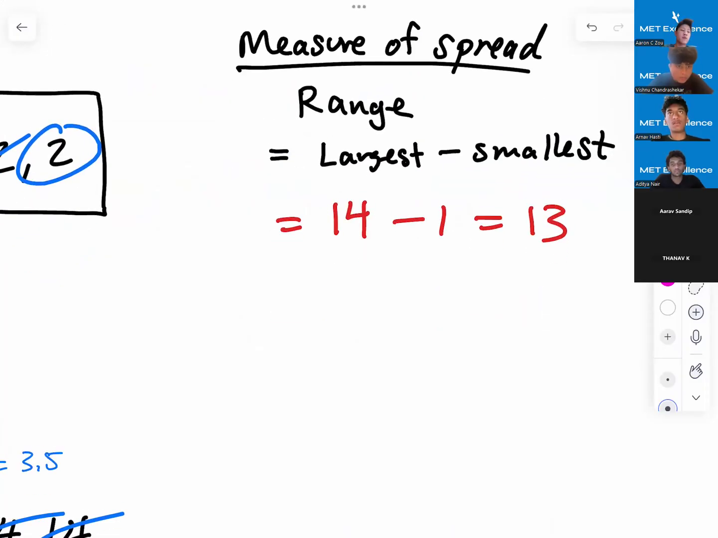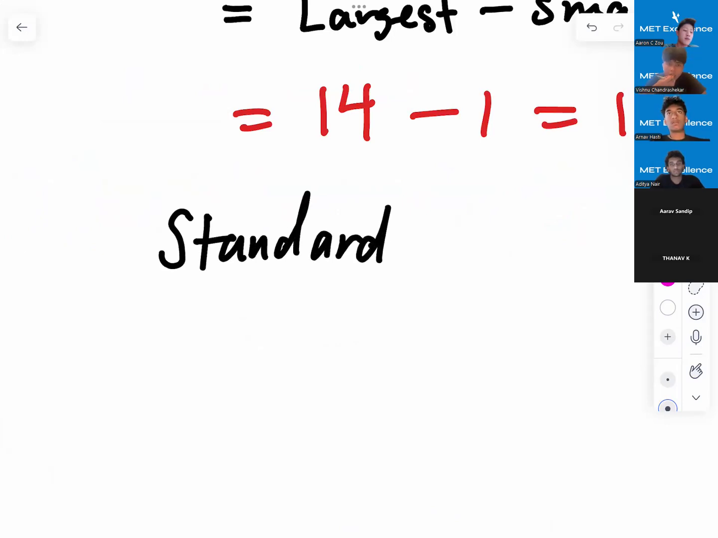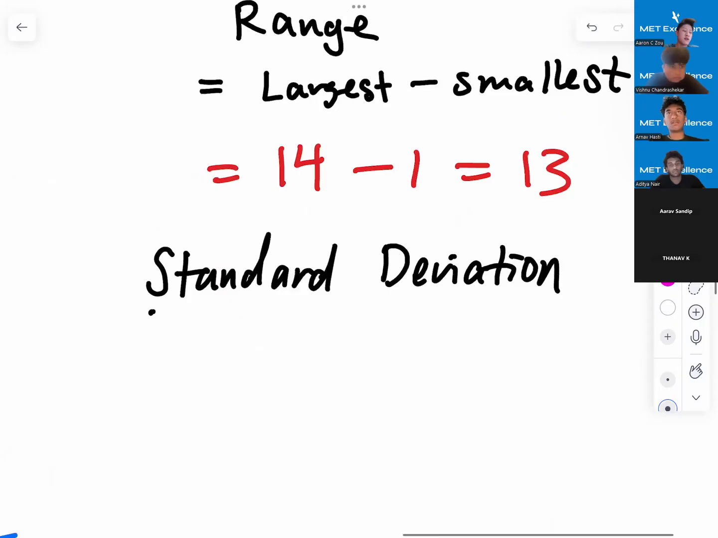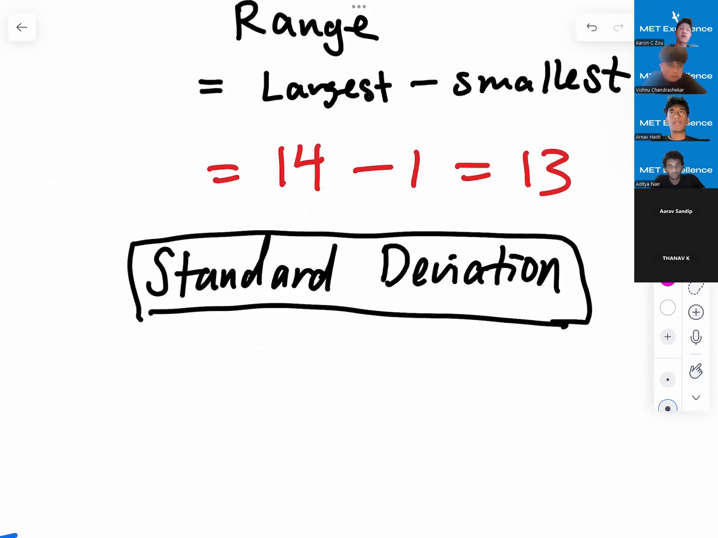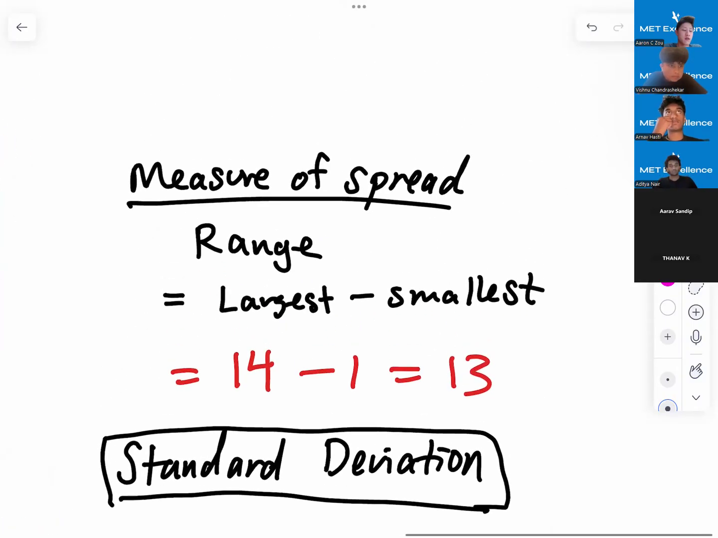There is another measure of spread called the standard deviation, but that's too complicated, and that will not be on the test. But this is the more commonly used measure of spread. It's called standard deviation. I'm sure you've heard of it before, but range is what will be on the test.